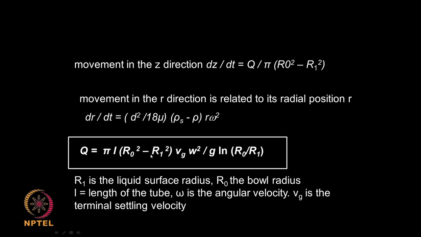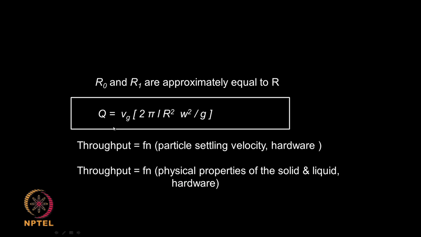So, if I assume that r naught and r1 are almost the same, that means it does not form a very thick cake, then the equation becomes very simple. The throughput through the centrifuge is made up of the particle settling velocity v, and these parameters are connected with the hardware details of your centrifuge. R is your radius, L is your length, omega is your angular velocity.